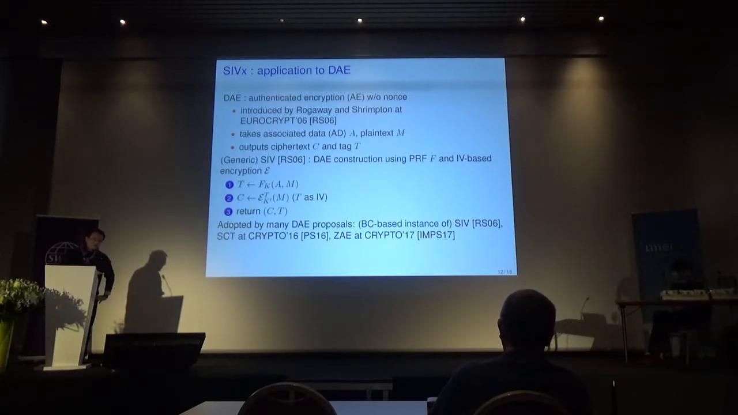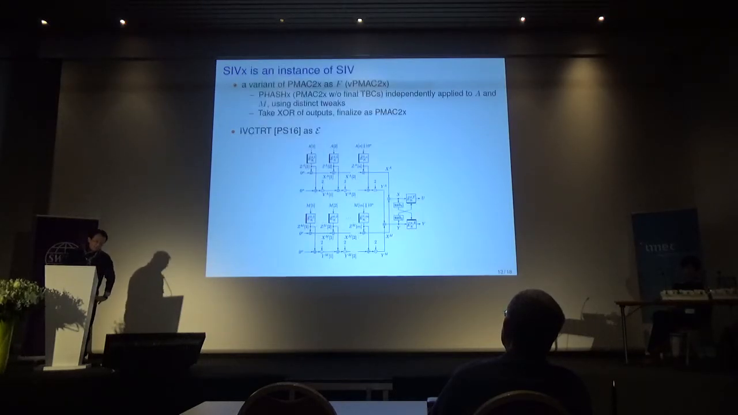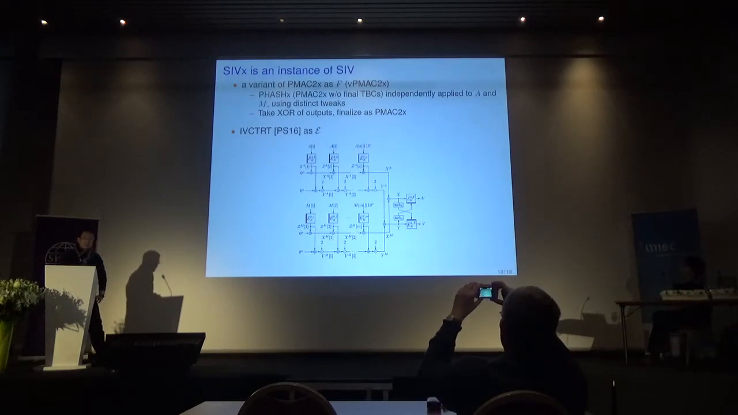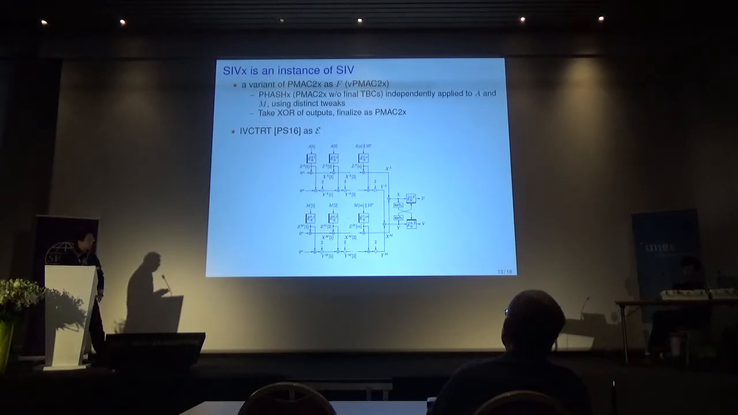This scheme has been adopted by many DAE proposals, such as the block cipher based instance of SIV, or SCT, or ZAE. And our attack against SIVx focuses on the PRF part. Namely, it is a variant of PMAC2x, which we call VPMAC2x for simplicity. It actually involves two message hashing parts, which we call PHASHX here, applied independently to A and M, each with a 2n-bit output, and we take an XOR to have the 2n-bit value here. These two n-bit values are processed in the same manner as PMAC2x to have a 2n-bit tag.